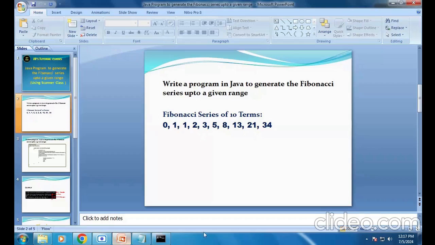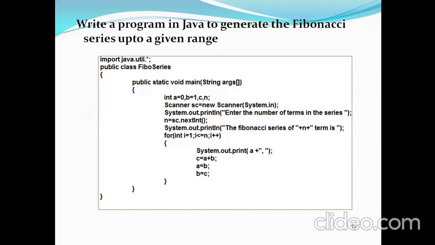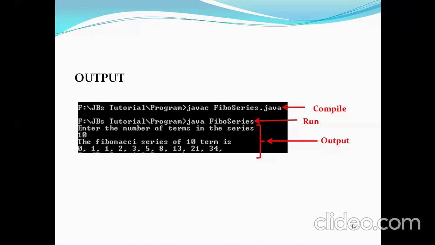I have also done the same program in this slide. You can go through this particular program. For compilation, you have to write javac then the file name dot java, and for running the program, simply write java then the file name without extension, and it will ask for the number of terms. You enter the number of terms you need. I have given 10 here, and the series will be generated. So this is the end of the program.